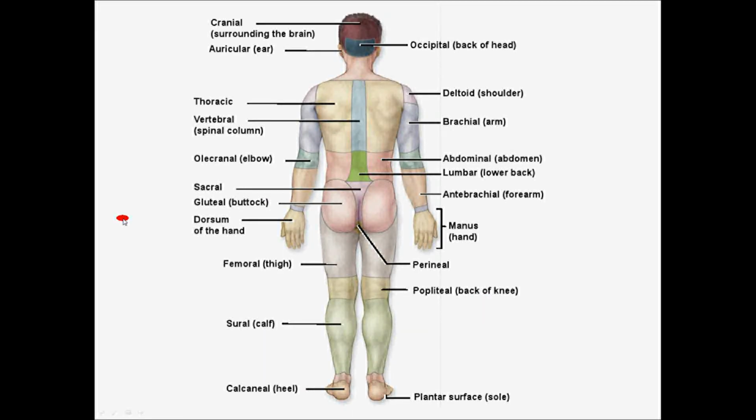Here are some of the posterior regions: cranial, thoracic, olecranial, sacral, femoral, popliteal, brachial, and deltoid or occipital. The best way to learn these is to have a diagram present and then simply try to label them.